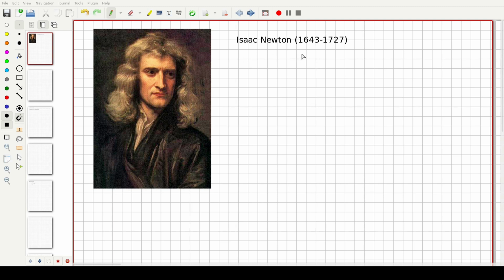Now, that said, if we're going to talk about forces, we do need to talk about Isaac Newton. Now, as you can see, he was born in 1643 and he died in 1727. Roughly around 1660 or so, he was encouraged to attend college, specifically Trinity College in Cambridge.